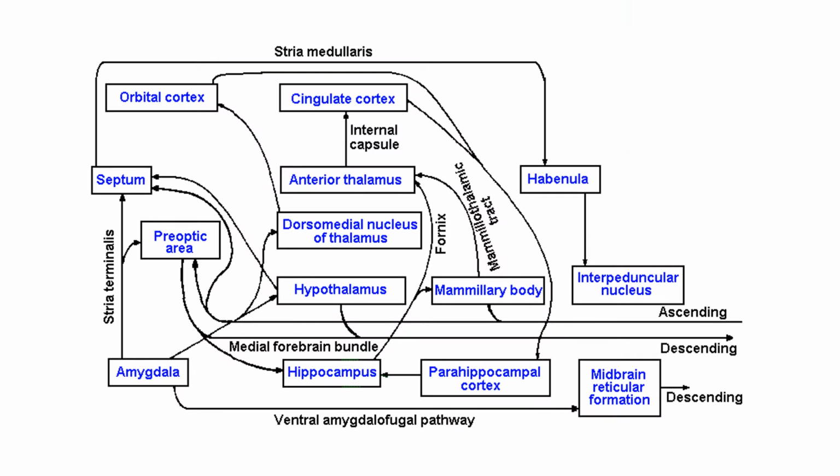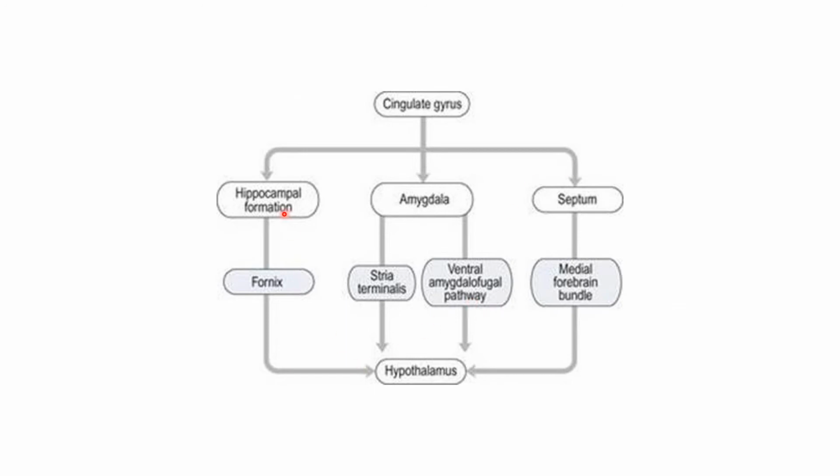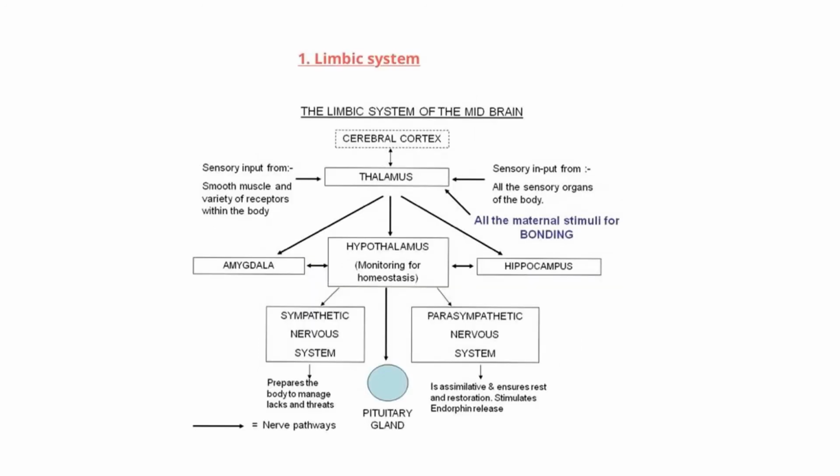I added this picture to show you how complex the connections of the limbic system can be. Here you can see the hypothalamus receives from multiple outlets: the medial forebrain bundle, the stria terminalis, the fornix, and the ventral amygdalofugal pathway. So it receives from multiple sides, and then there's the output, either autonomic or endocrine. We're going to speak about the autonomic right after the limbic system.